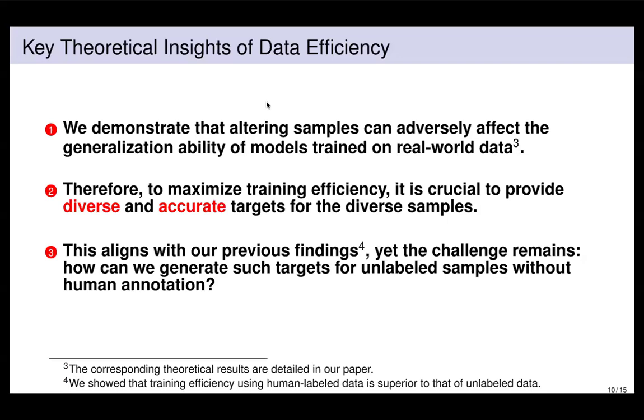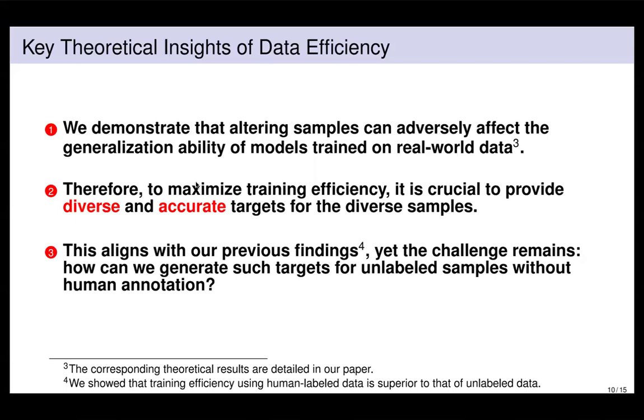And there are more theoretical results that demonstrate that altering the samples can adversely affect the generalization of the models trained on real world data. It means that, as we just said, we can alter the samples or targets, but we provide more theoretical results which show that we cannot alter the samples because it may hurt the generalization ability. So now there only remains one solution.